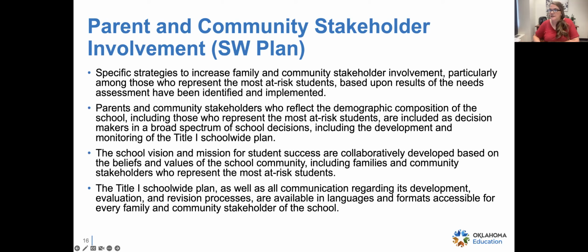The next section is that the school vision and mission for student success are collaboratively developed based on the beliefs and values of the school community, including families and community stakeholders. And then the last one is that the Title I school-wide plan, as well as all communication regarding its development, evaluation, and revision process, are available in languages and formats that are accessible to every family and community stakeholder of the school. So you want to make sure that all the information that you are providing is accessible to everyone.